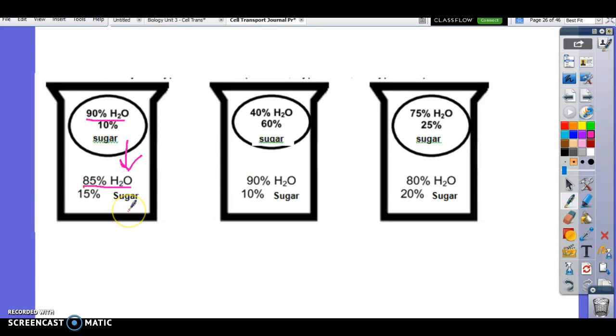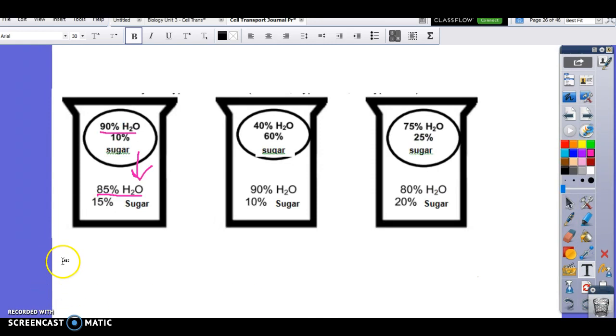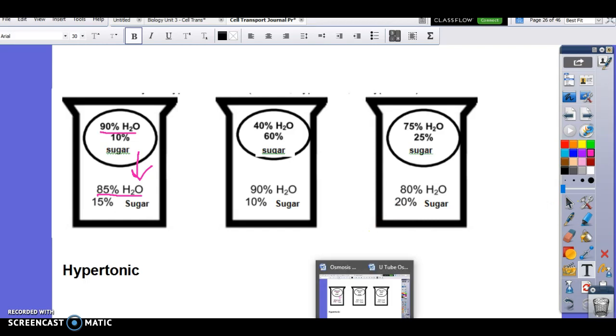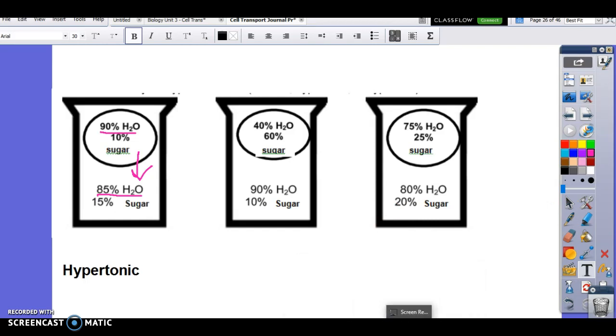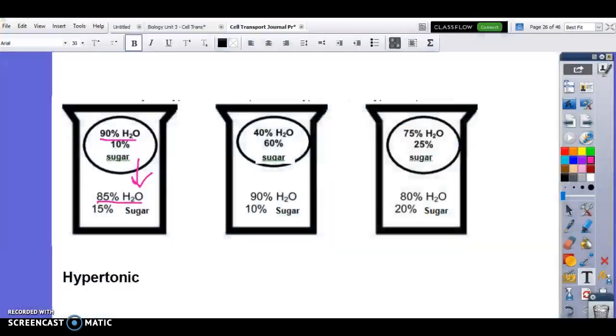Okay, so I'm going to draw an arrow. Now, if it's moving outside the cell, okay, what's going to happen to the size of my cell? It's going to get smaller. And if it gets smaller, what kind of solution do I have? I would have a hypertonic solution. Okay? So, go ahead, do the rest of these. Sub's going to pause this video, and then we'll come back and we'll go over the answers to these in a second. Okay?